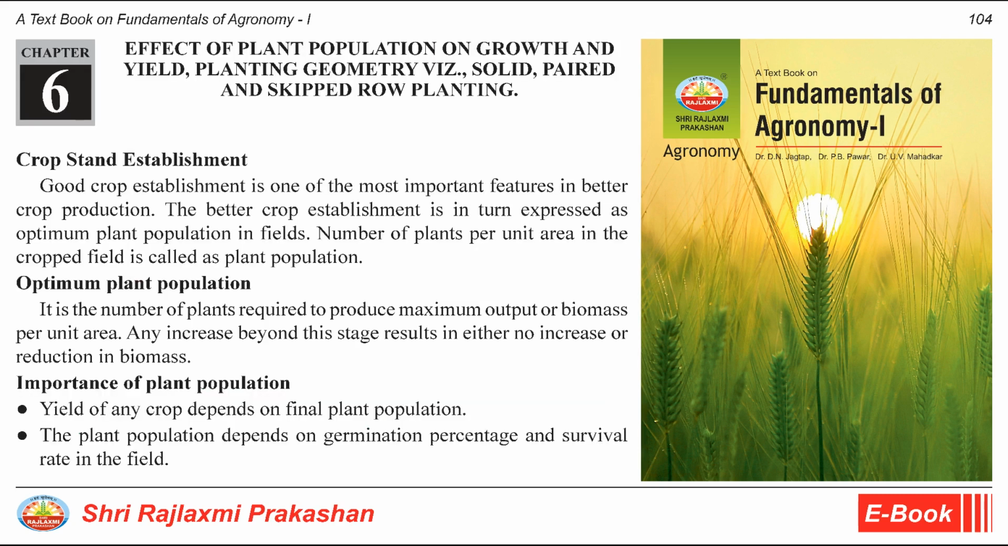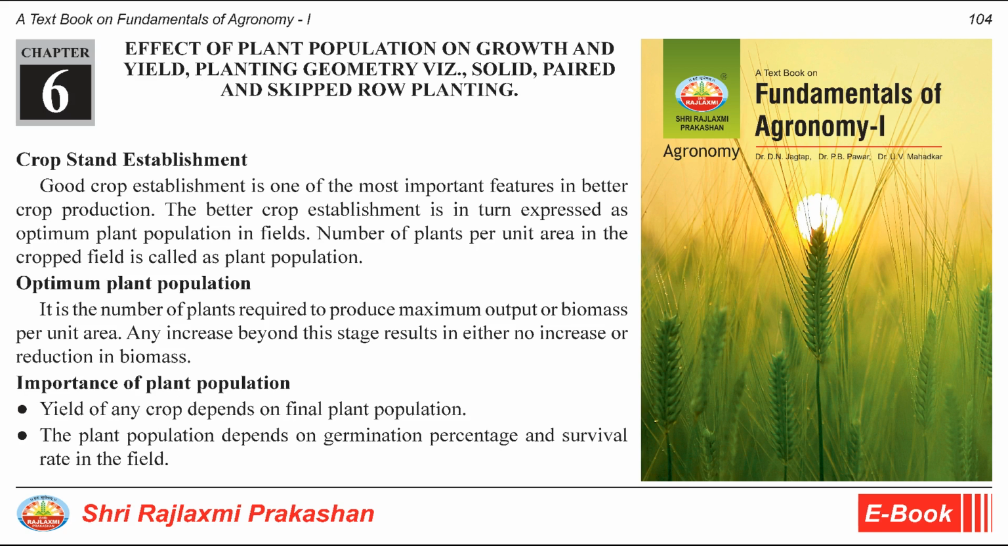Crop stand establishment. Good crop establishment is one of the most important features in better crop production. The better crop establishment is in turn expressed as optimum plant population in fields. Number of plants per unit area in the cropped field is called plant population. Optimum plant population is the number of plants required to produce maximum output or biomass per unit area. Any increase beyond this stage results in either no increase or reduction in biomass.